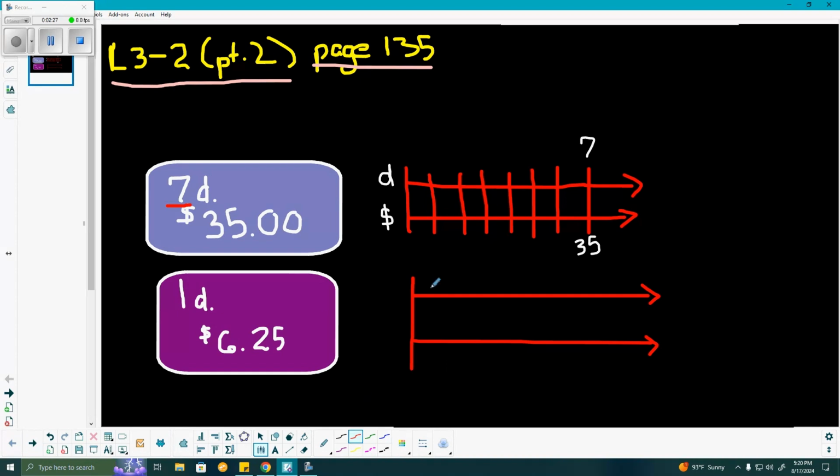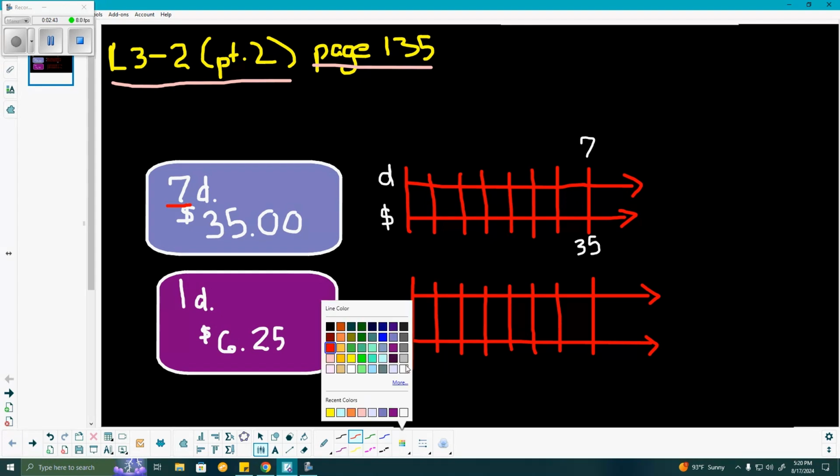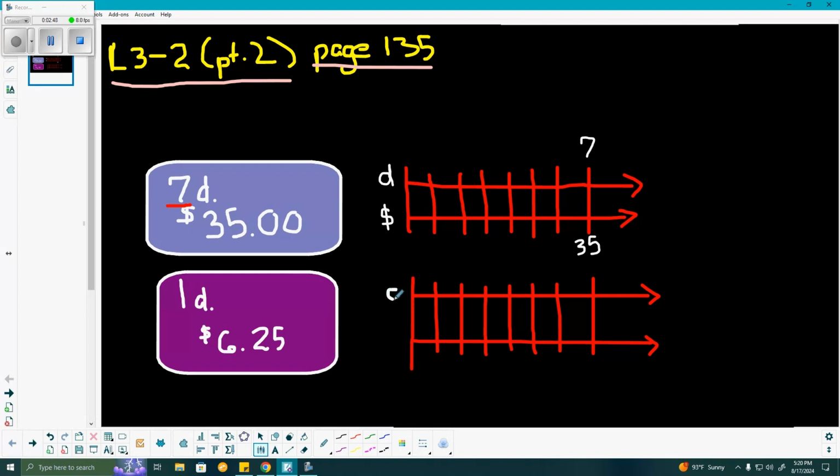Let's do our double number line for the bottom. Again, I'm just doing 7 lines because my top one has 7 lines. I like to keep things even. Now this one is per 1 day. So this 1-day pass costs $6.25.